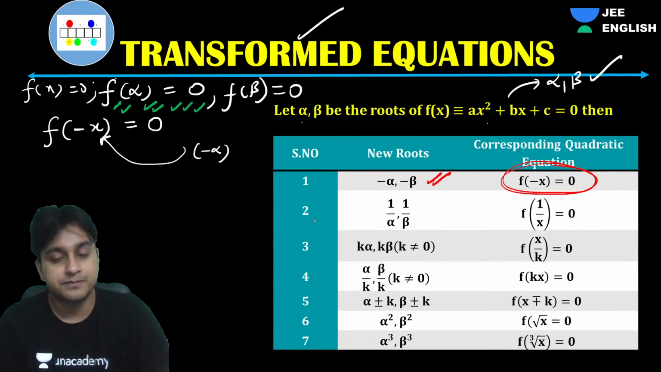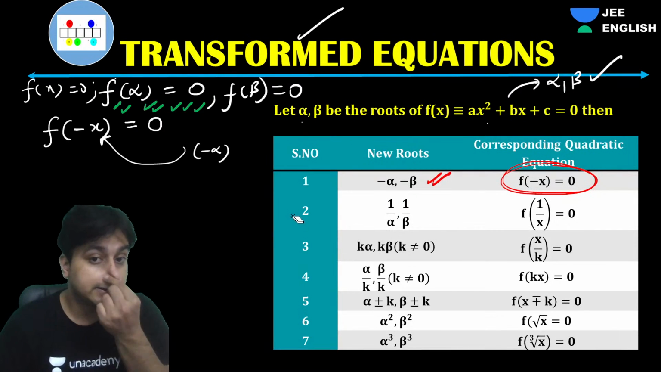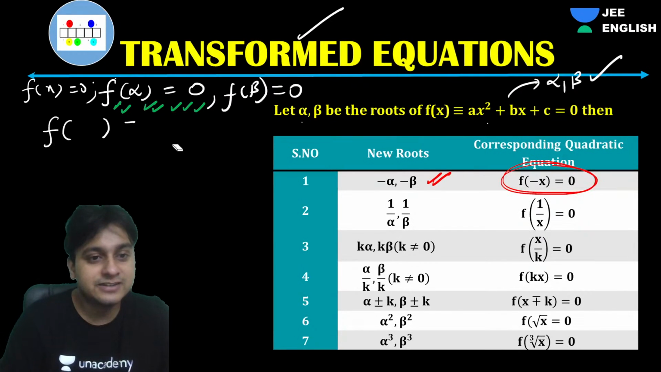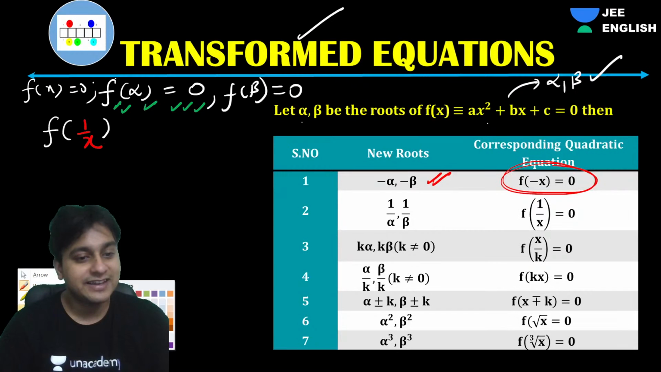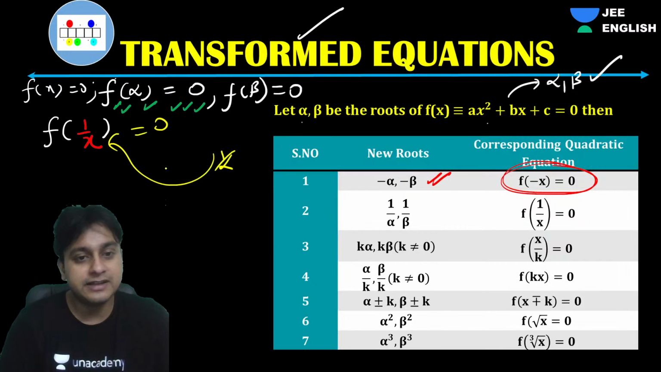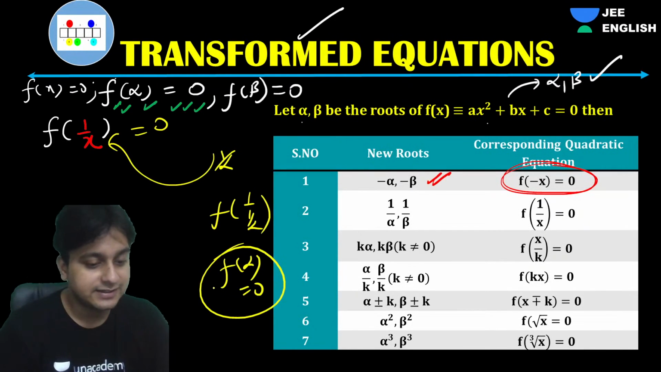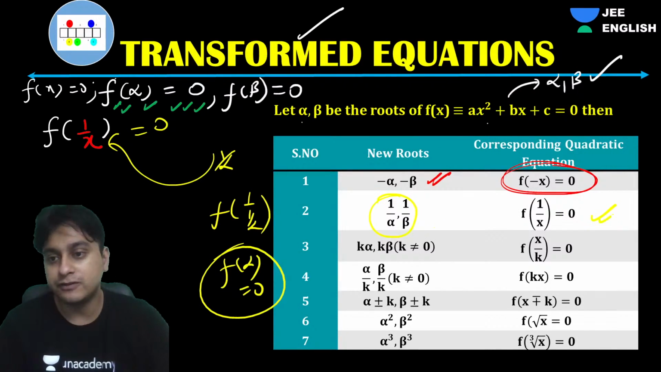Great. Okay. Now guys, what about 1 by alpha, 1 by beta? What kind of equation will I have whose roots are 1 by alpha and 1 by beta? Let's see. If I want 1 by alpha, 1 by beta, I'll take 1 by x, isn't it? Because if you put 1 by alpha here, f of 1 by alpha will come back to f of alpha, and that will be back to the reality. Understood? So the equation whose roots are 1 by alpha and 1 by beta is f of 1 by x.